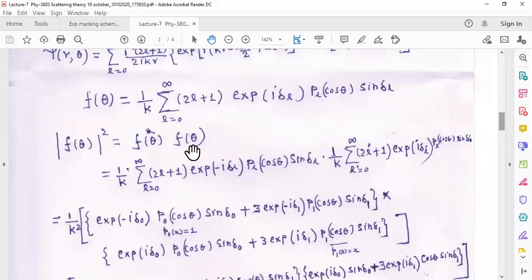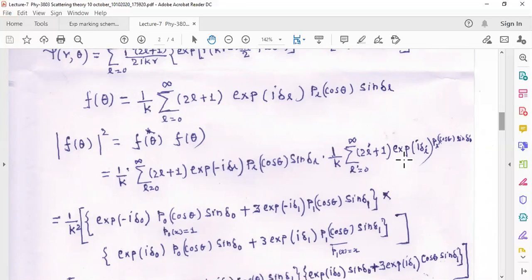So this sum is giving me two terms, one in terms of the phase shift delta 0, and the other in terms of the phase shift delta 1. I hope you understand that. And you have a product here. Then again there is a sum, so this sum will also give me the various L terms. So we'll have the L equal to 0 term.